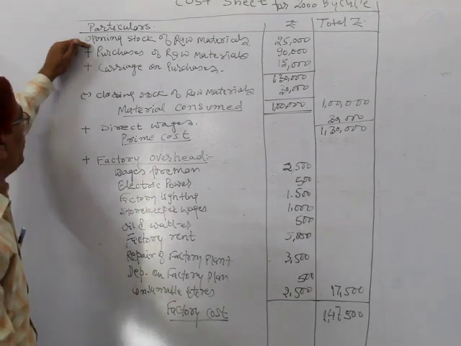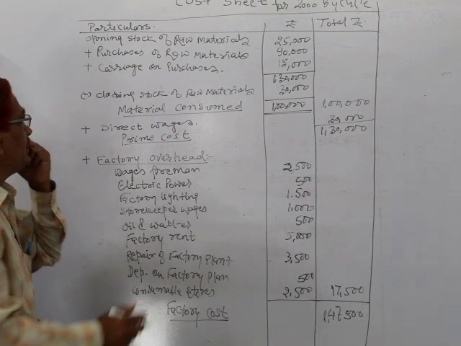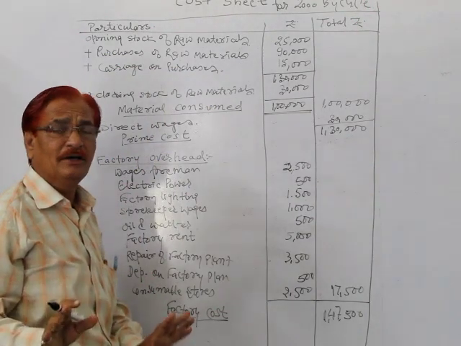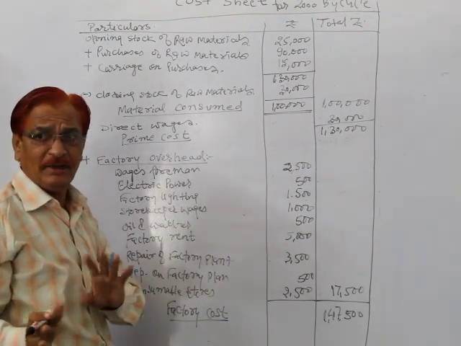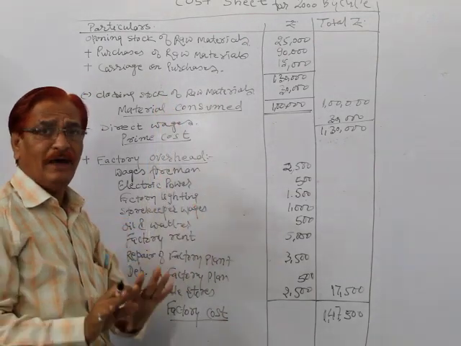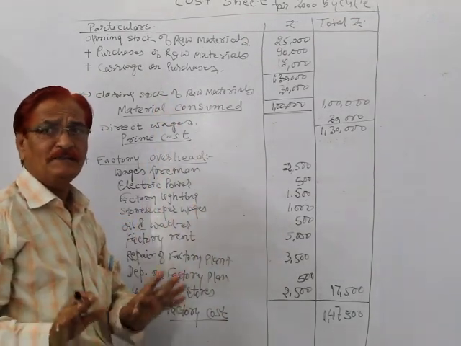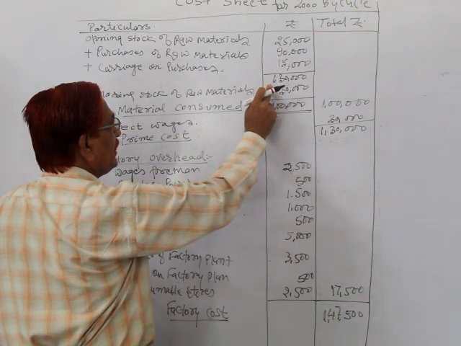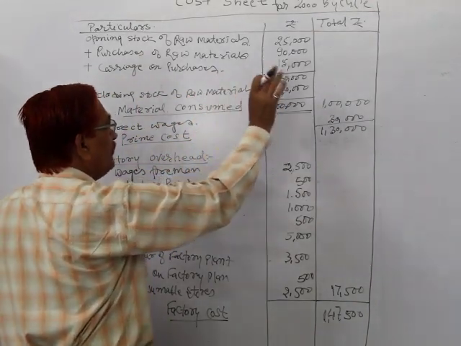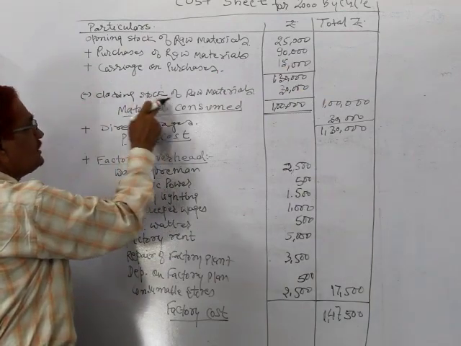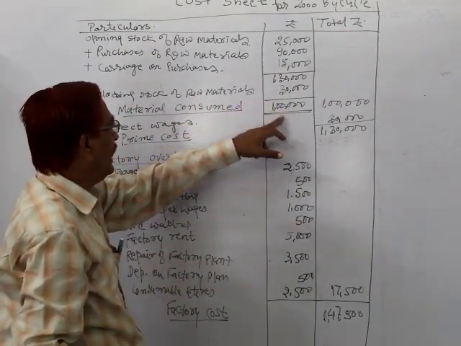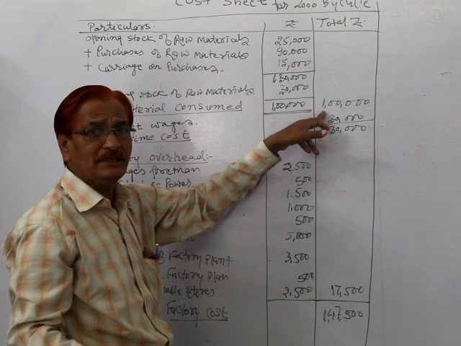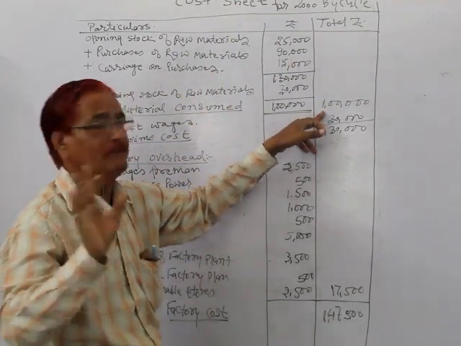So the opening stock of raw material plus purchase of raw material 90,000 plus carriage on purchase. Two types of carriage will be available in the numerical problem. One is for purchase, other is for sale. The purchase carriage is a part of material consumed, whereas the carriage outward is a part of selling and distribution overhead. Hence, carriage on purchase is plus here. Total 1,30,000. This is technically the material available for production. We deduct the closing stock of raw material rupees 30,000. Hence, the entire material consumed for producing 200 bicycles is rupees 1 lakh. Understood? This is the equation.